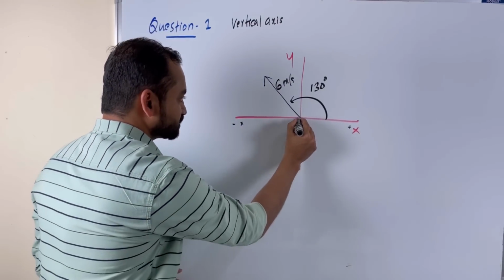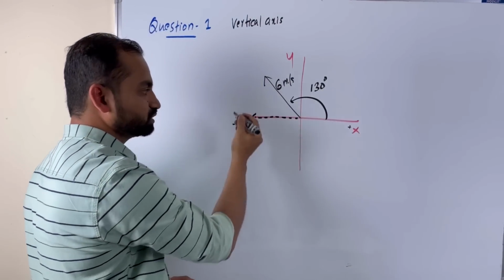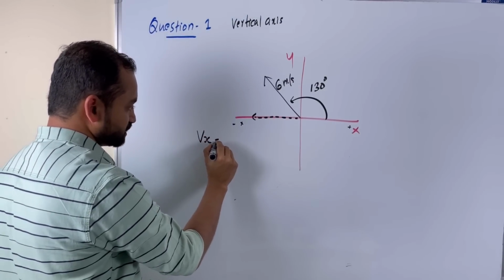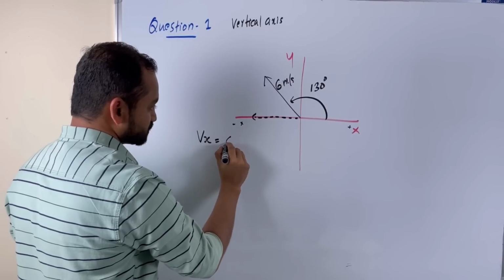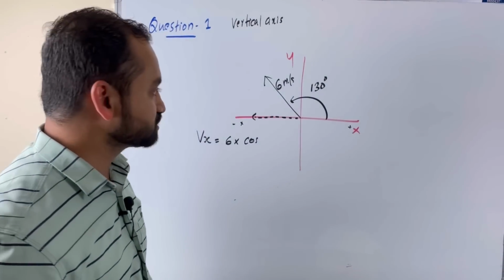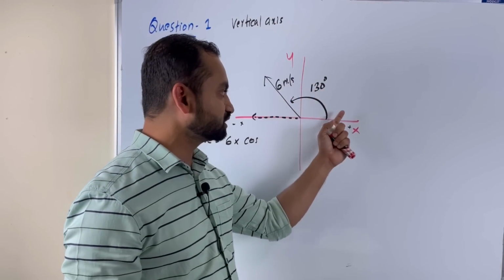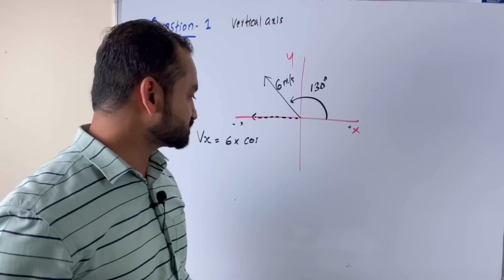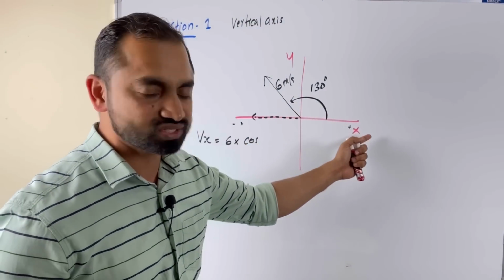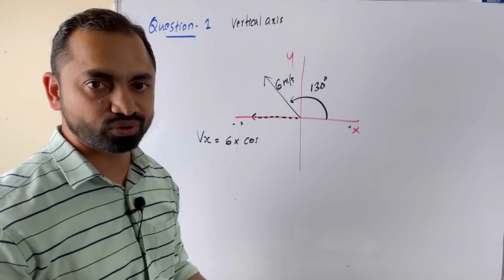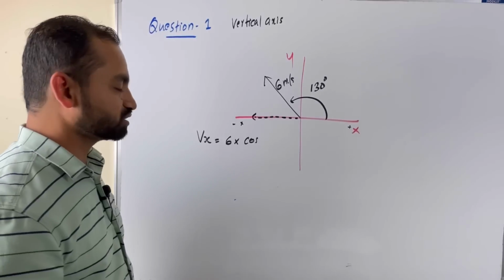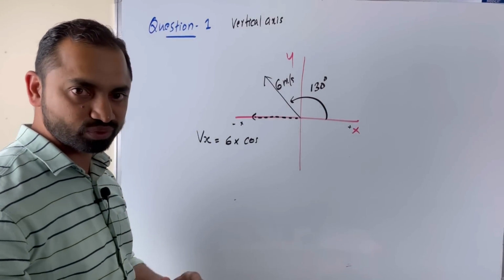So this is its x component. You can see the x component will be negative, right? What is the equation to calculate the x component? Vx is equal to 6 multiplied by cos of the angle. It is making an angle of 130 degrees with the x-axis, so the x component will always be cos. X component is cos, y component is sine. Remember like that: x is cos, y is sine.